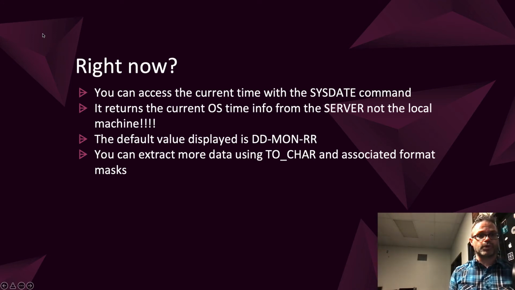By default, when you're working with sysdate, it's going to give you the default format of DD-MON-RR, so the 2 digits of the day, the capital 3-letter version of the month, and the last 2 digits of the year. You can also, like we just talked about, use the TO_CHAR method to extract more data by using a format mask. And that's a great way we can do some cool stuff.